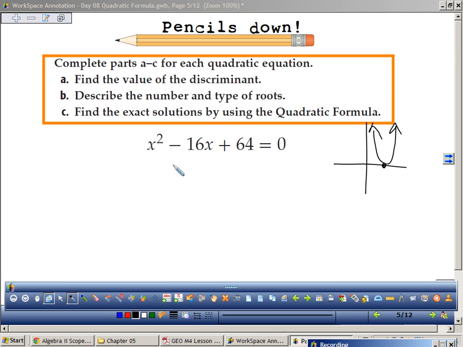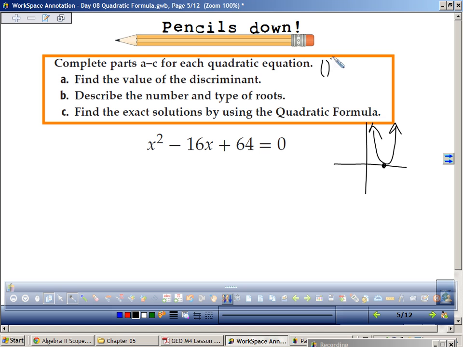Alrighty, so after our discussion, we discovered that it is a perfect square trinomial. So I'm going to first look and see what happens with the discriminant. So b squared minus 4ac. B is negative 16. A is 1. C is 64. What is 16 squared? 256. And 64 times 4? I'm guessing it's 256, which equals 0.